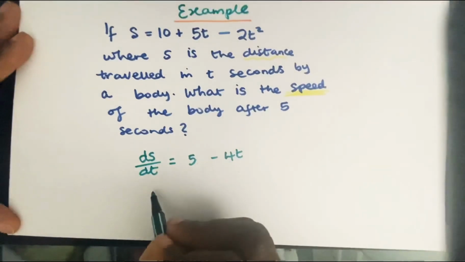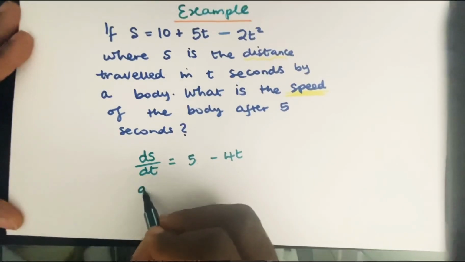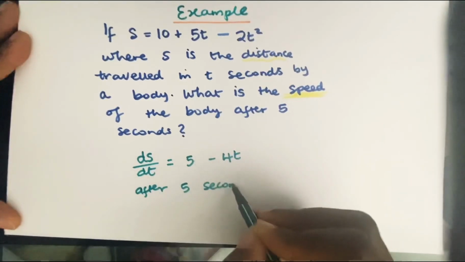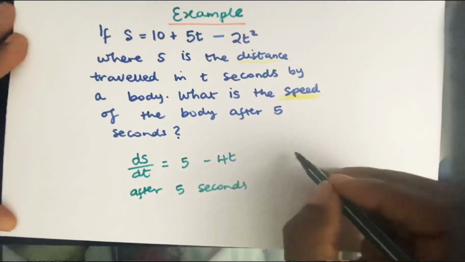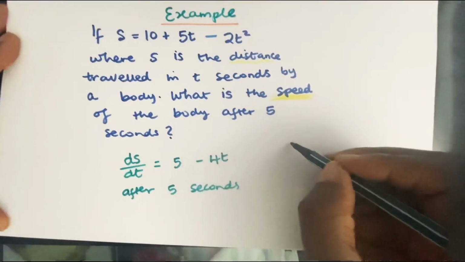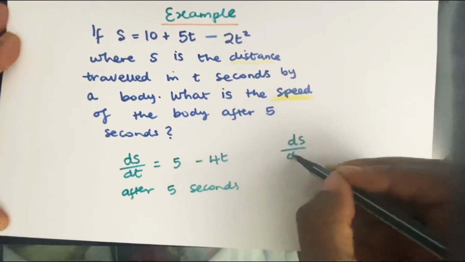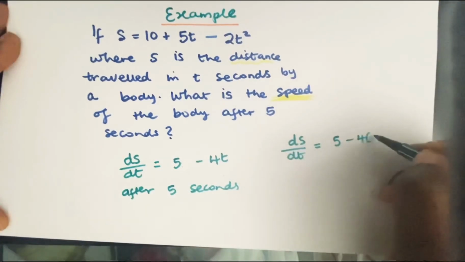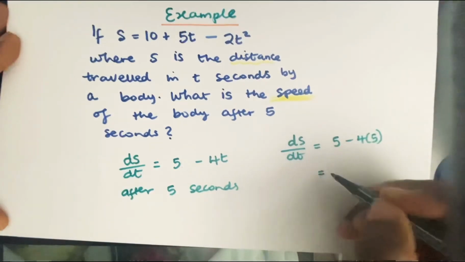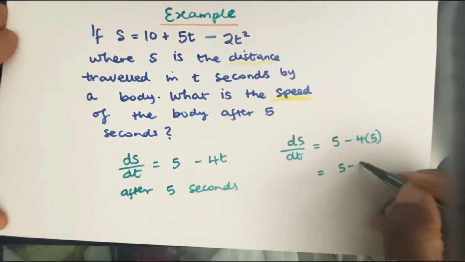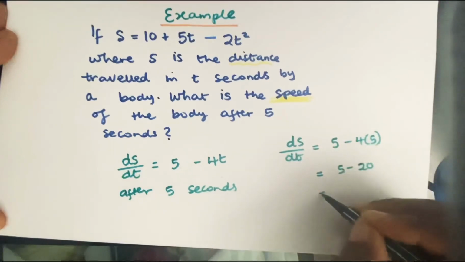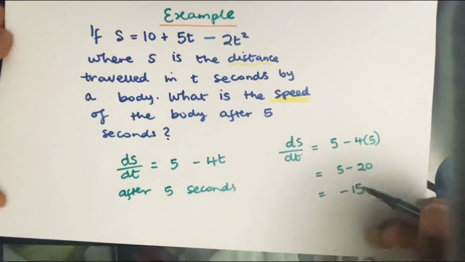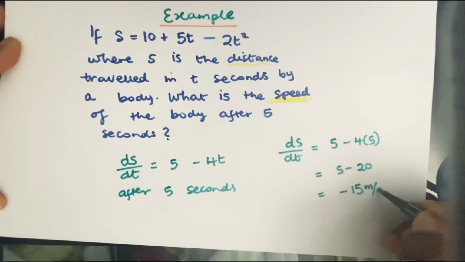So after 5 seconds, dS by dt would be equal to 5 minus 4 times 5, which is equal to 5 minus 20, which is equal to negative 15 meters per second.